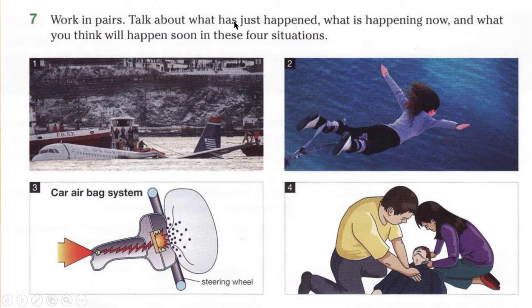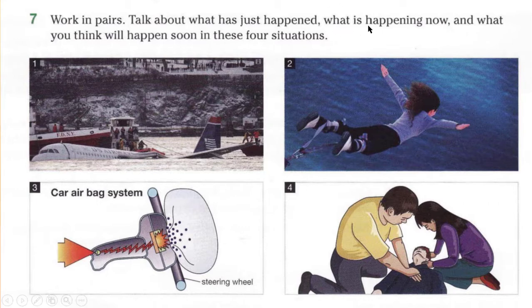To talk about what has just happened, what tense will we use? We will use the present perfect. Good. And let me remind you of the present perfect. The present perfect is formed by using have or has plus the past participle of the verb.